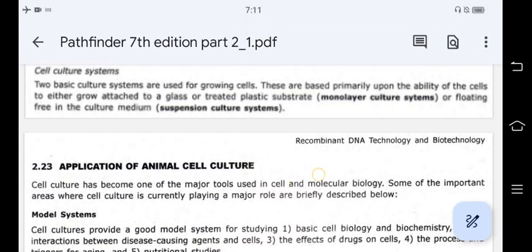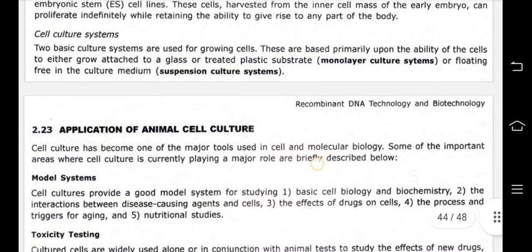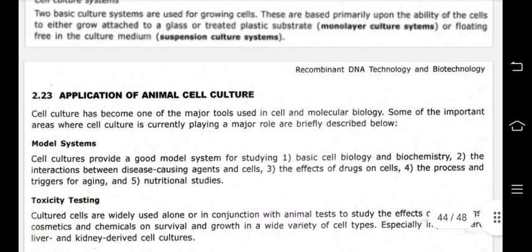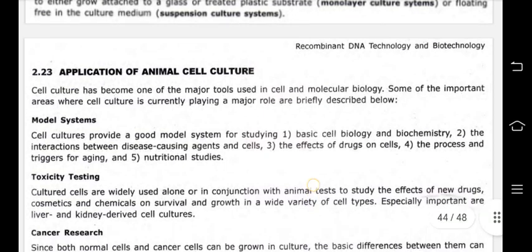Cell culture systems. Two basic culture systems are used for growing cells. These are based primarily on the ability of the cells to either grow attached to a glass or treated plastic substrate, like monolayer culture systems, or floating free in the culture medium, like suspension culture systems.